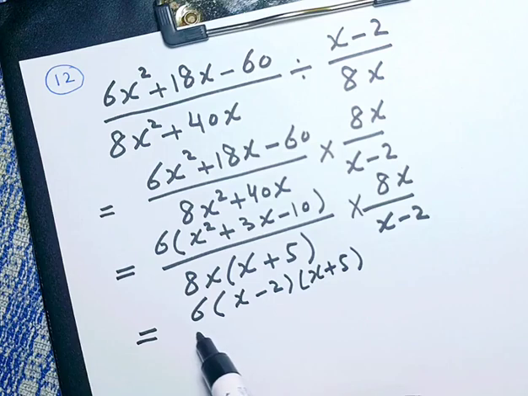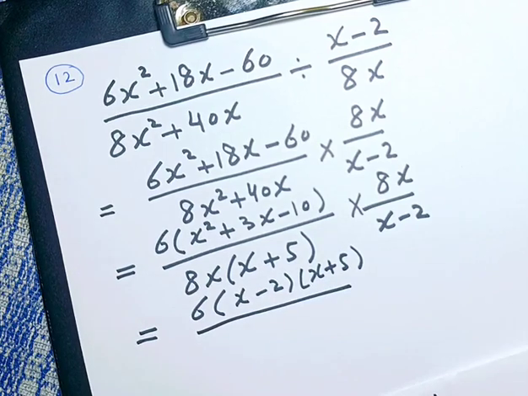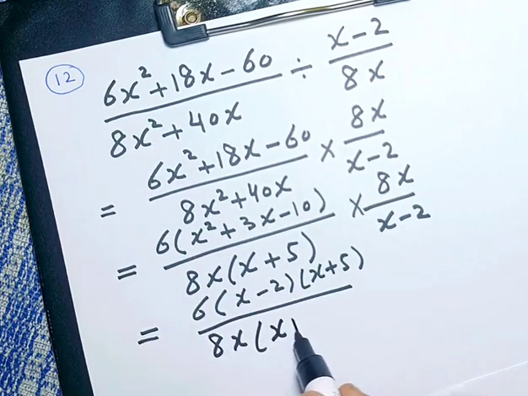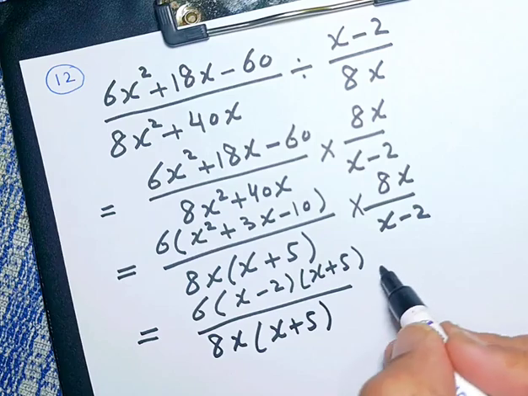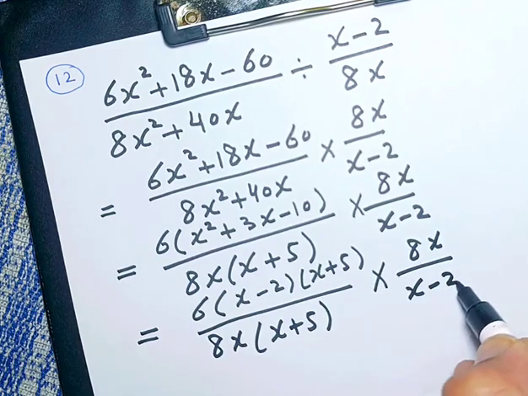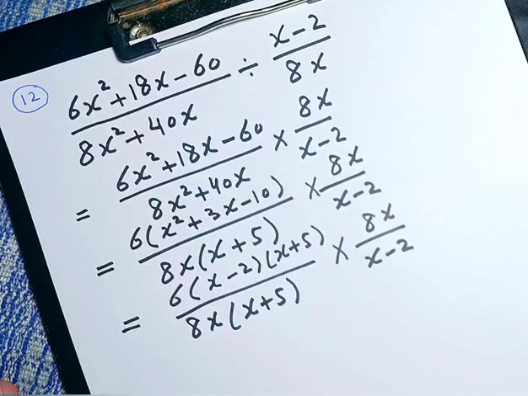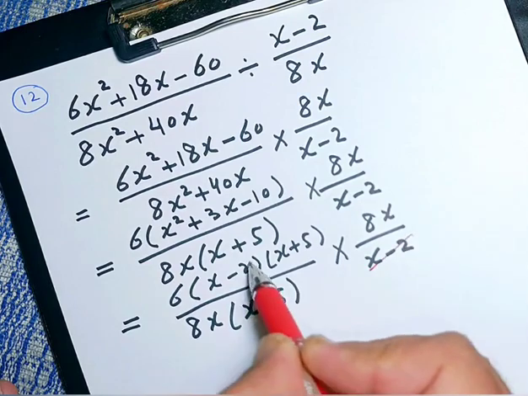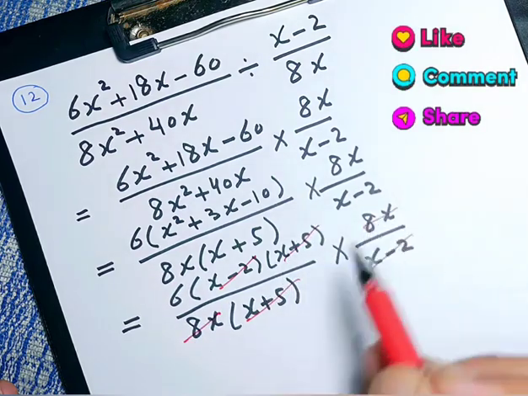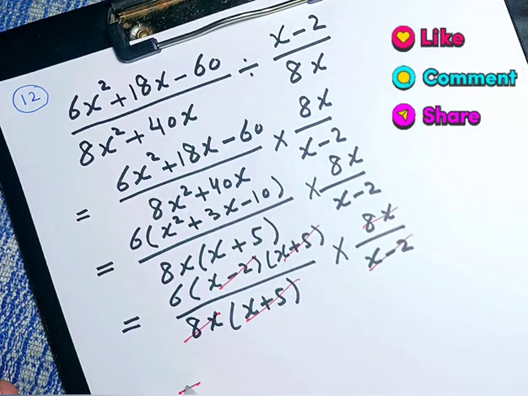Now over 8x, x plus 5. I must leave just like this. Multiply 8x over x negative 2. Now cancel out identical brackets. So x negative 2, x negative 2 gone. This cancels out with this one. 8x with 8x. And we only left with 6. So my final answer is 6.